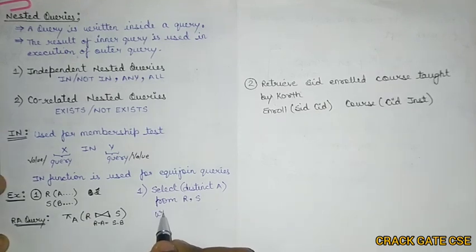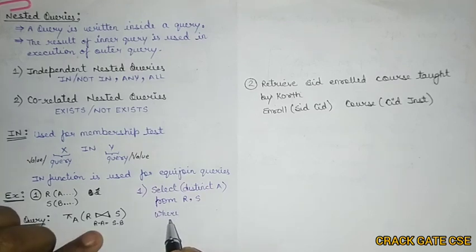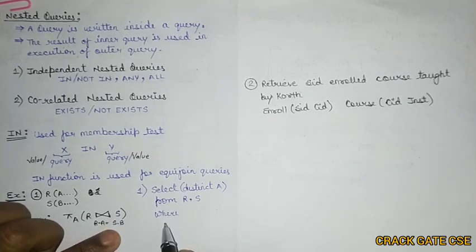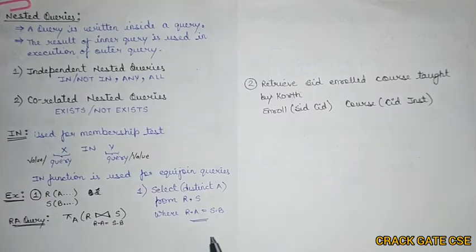Now I have to take care of the condition. What is the condition? R.A has to be equal to S.B. That means in WHERE I can write R.A = S.B. So this is a simple query; we are just converting this into another SQL query. Now what if I want to use the IN operator to convert this relational algebra query, the equijoin query, into the SQL query? What is the method?